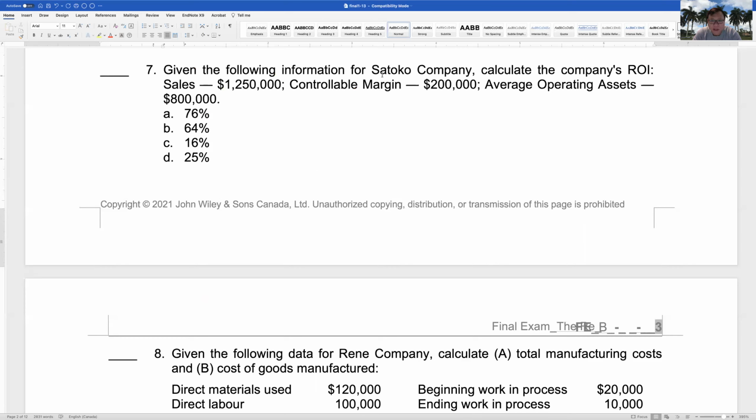Question seven: given the following information for Sateco company, calculate the company's ROI. We know the sales, 1.25 million, controllable margin, 200,000, and average operating assets, 800,000. So what is the ROI? ROI equals return on investment. When you think about the return on investment, you are thinking about the controllable margin, how much money you make, divided by total assets.